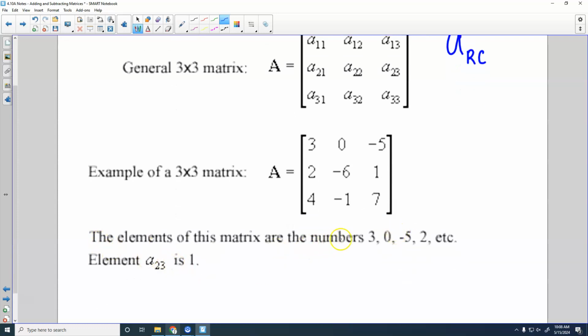So, for example, the element A23 would be second row, third column. That would be right here. That would be 1. So you will sometimes see them talk about the elements of the matrix in that way, and that's what they're talking about.